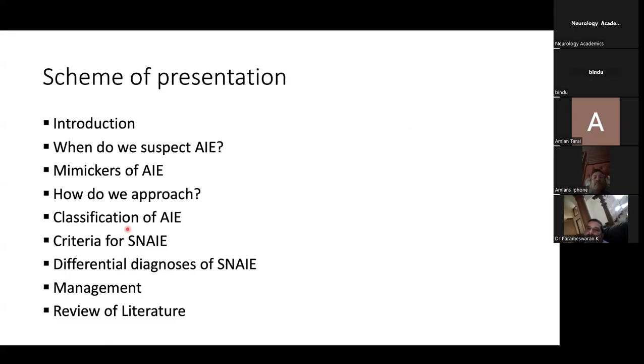First, the scheme of presentation today: the introduction. When do we suspect autoimmune encephalitis? Mimickers of autoimmune encephalitis. How do we approach? And classification, criteria of seronegative autoimmune encephalitis, differential diagnosis.